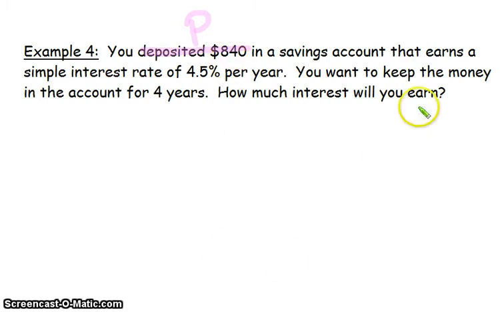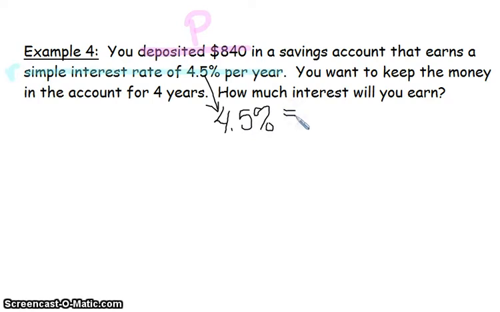It goes on to tell you that you earn a simple interest rate for this account at 4.5% per year. Now this must be changed to a decimal. This is our rate. And one thing we have to remember is this has to be a decimal. Now I understand that it's already a decimal, but it's 4.5%. We still have this percent symbol here. So we've got to change that to just a decimal.